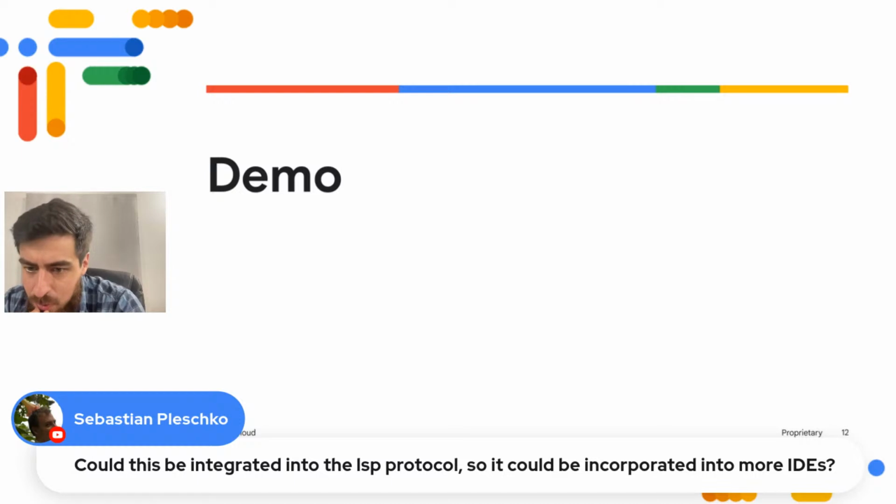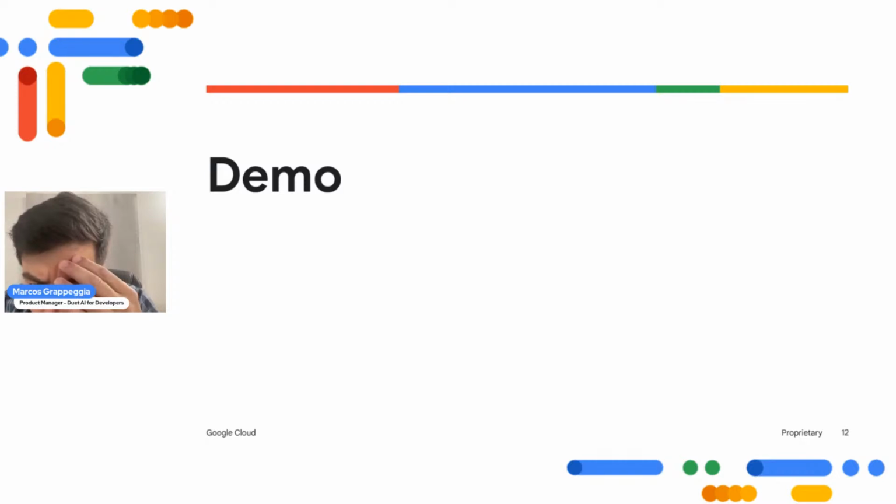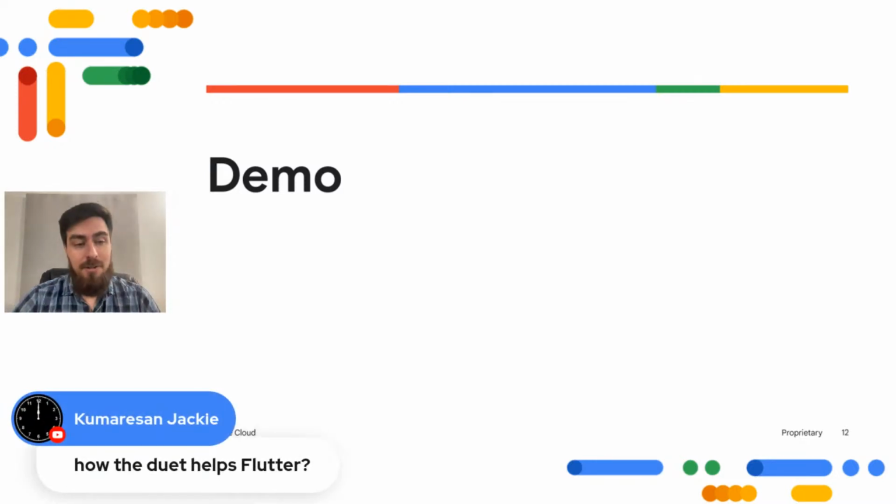And the final question I'll take, just so I can cover the demo and I'll cover the other ones after, is from Kumaris and Jackie: how does Duet help Flutter? Dart should be among the supported languages. So essentially the same way Duet helps you with Python, Java, Go, and JavaScript, it should help you with Flutter. If you're editing Flutter files within VS Code, you should get Duet support.